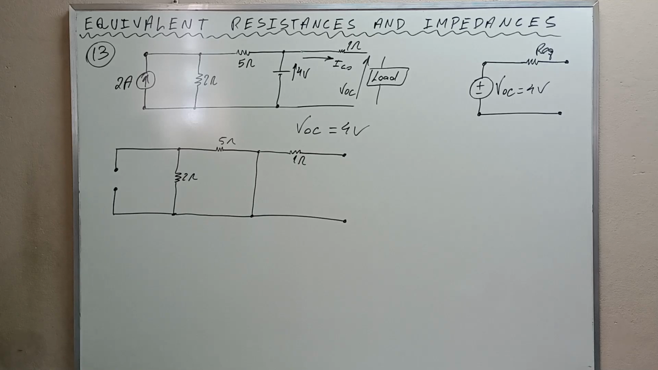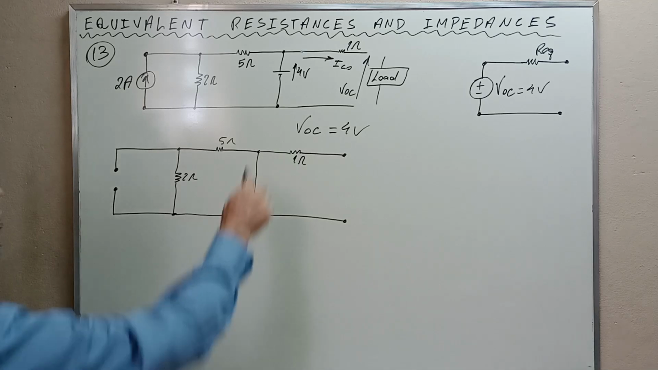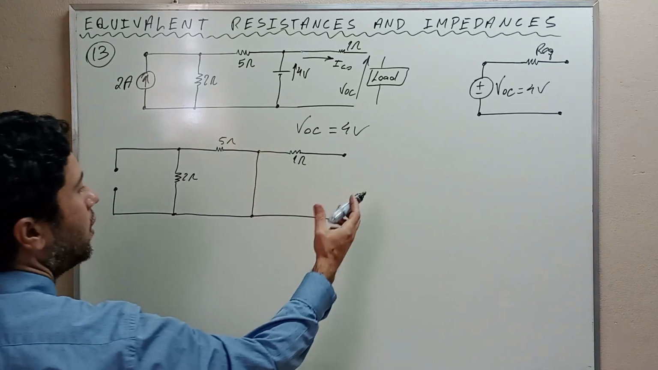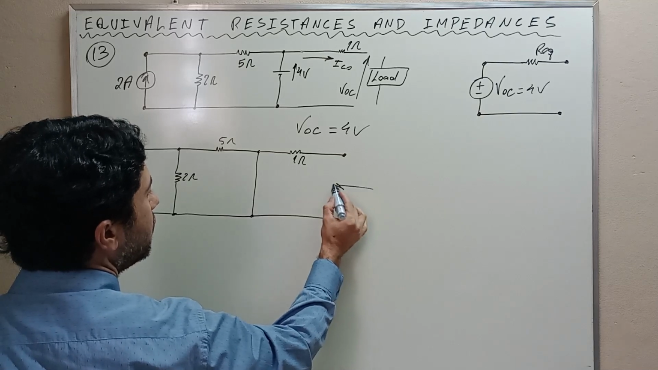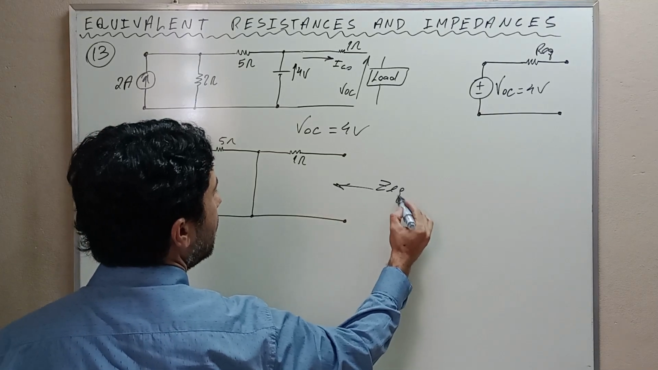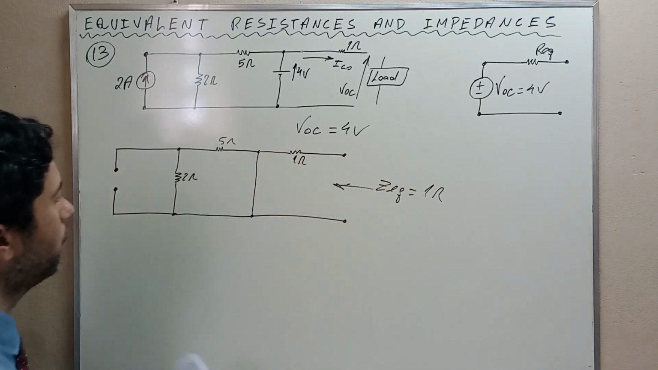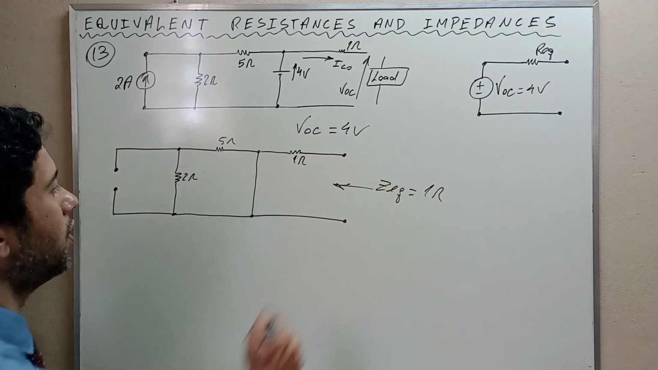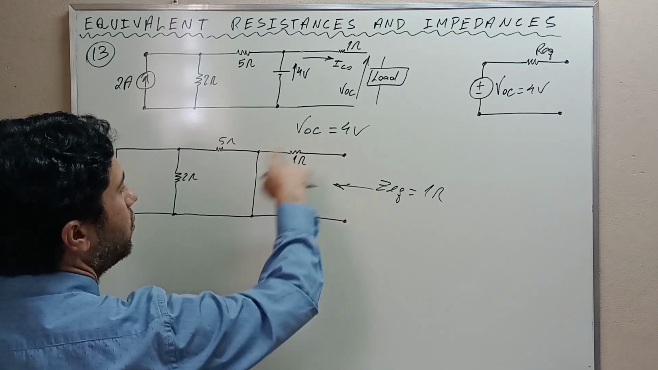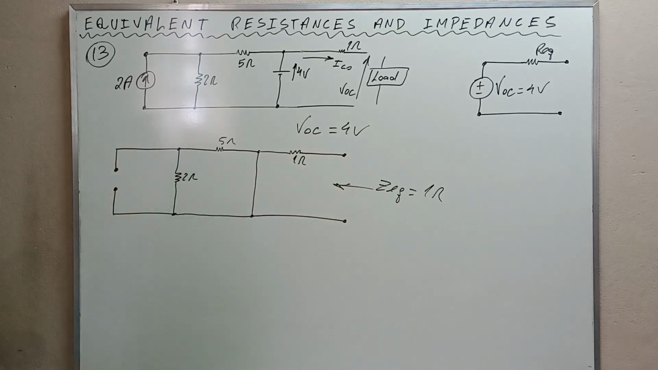Due to the short circuit, where the voltage source was, the equivalent impedance will be only 1 ohm. Due to this short circuit, the equivalent impedance is only 1 ohm, okay? We neglect all this, and the equivalent impedance is only 1 ohm.